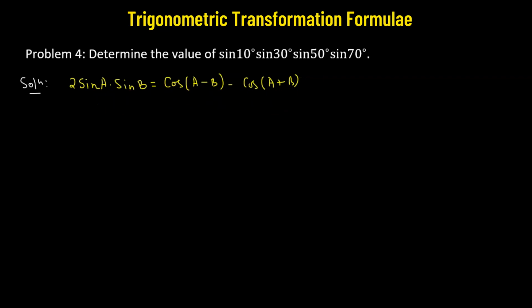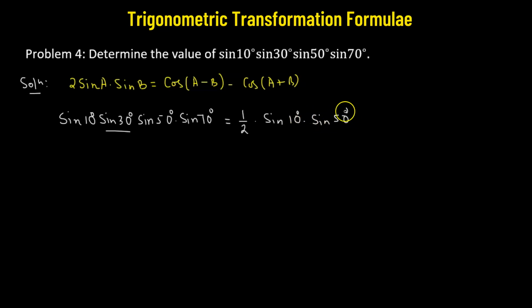Now we'll be using this particular idea. So let's start from the expression. We have sine 10 degrees times sine 30 degrees multiplied by sine 50 degrees times sine 70 degrees. We know the value of sine 30 degrees, so we can use it as half. So we have half multiplied by sine 10 degrees times sine 50 degrees times sine 70 degrees.